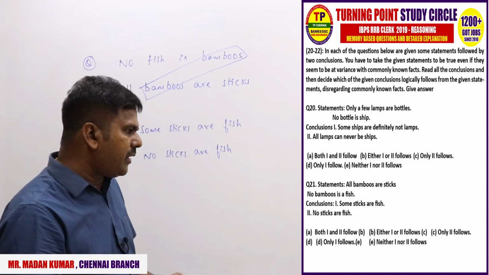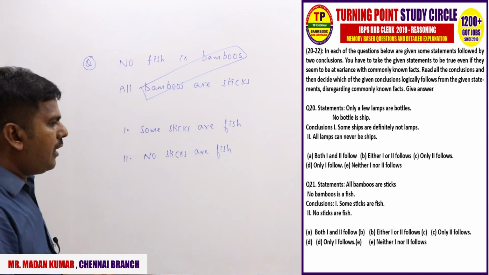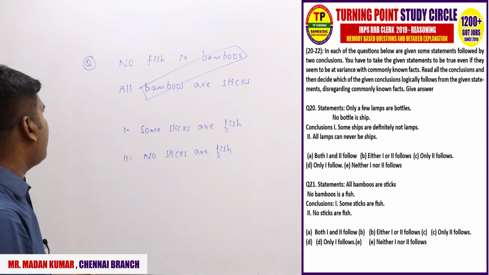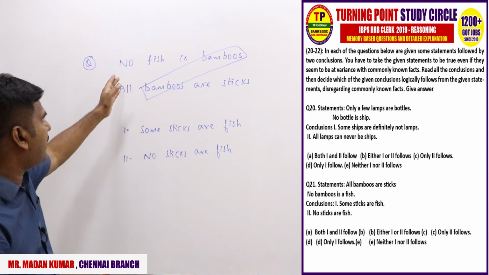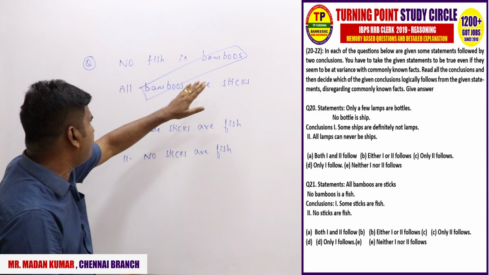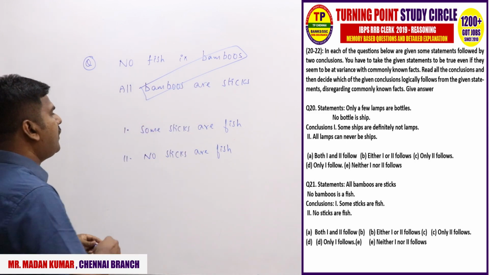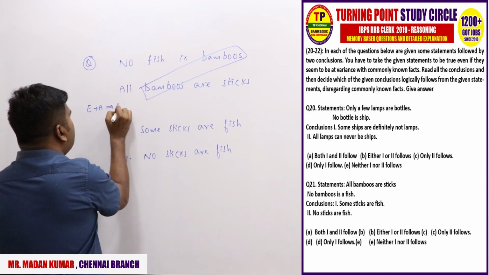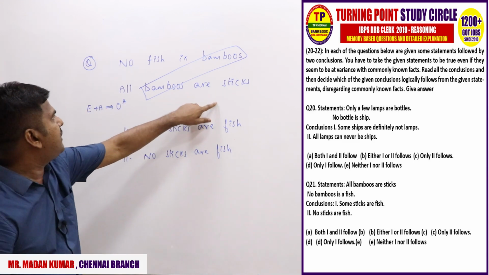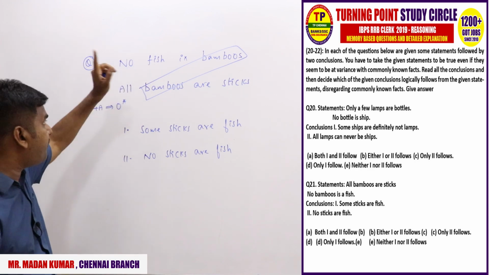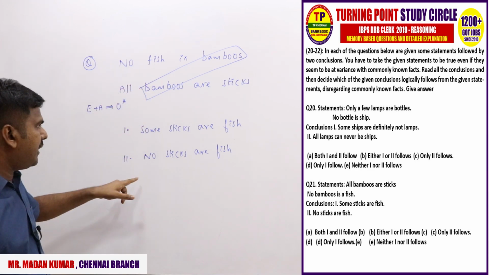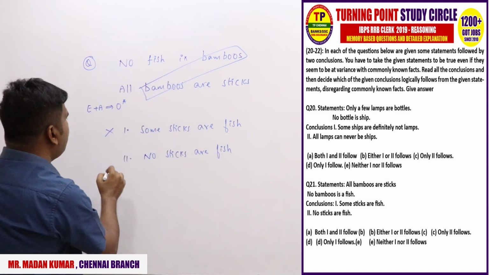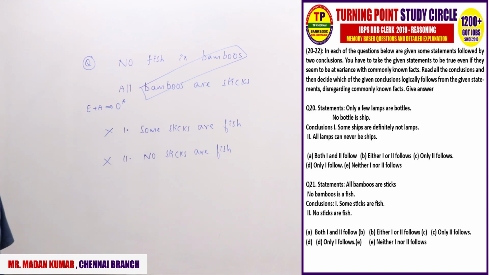Coming to the next question, what is being given? All bamboos are sticks. No bamboos is a fish. So no bamboos is a fish can be converted as no fish is a bamboos, and all bamboos are sticks. So it's been properly aligned, E plus A. What is E plus A? It is O star or O reverse. That is some sticks are not fish. Only that we need to get as the answer. So that is not being given. Some sticks are fish, it won't follow. No stick is fish, it won't follow, right?